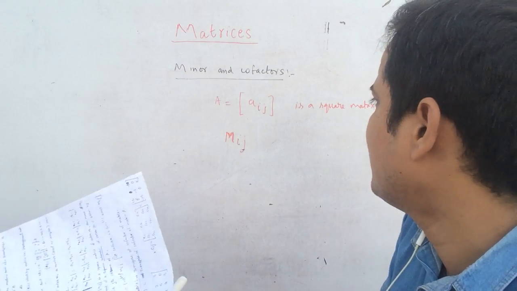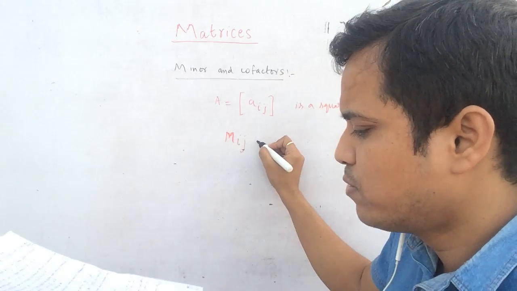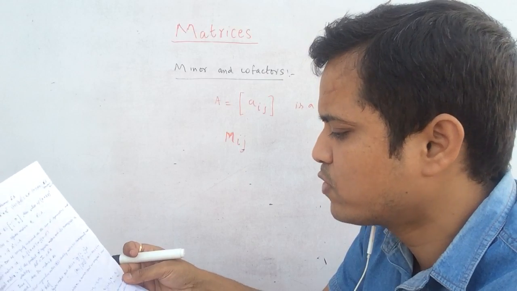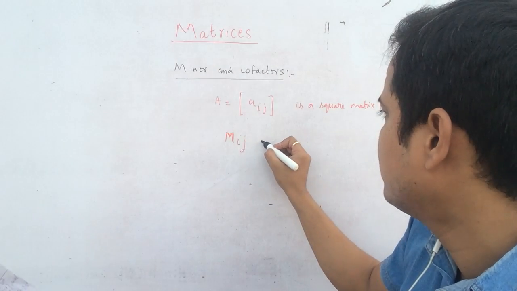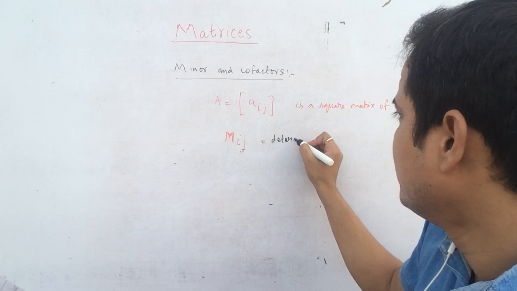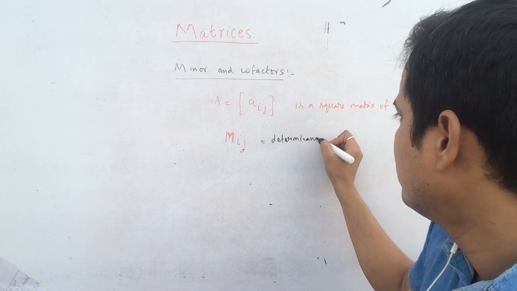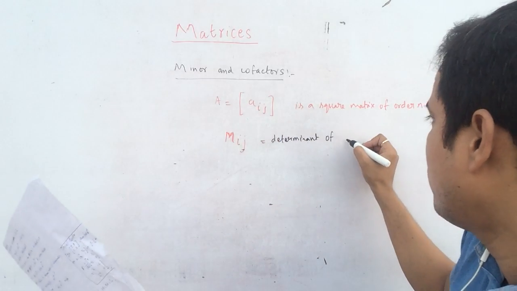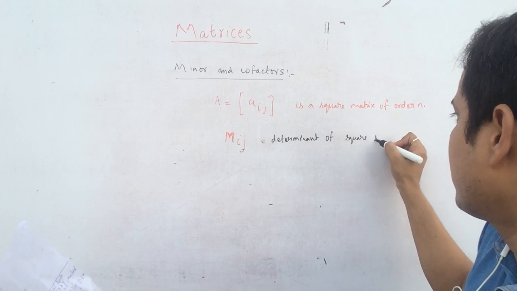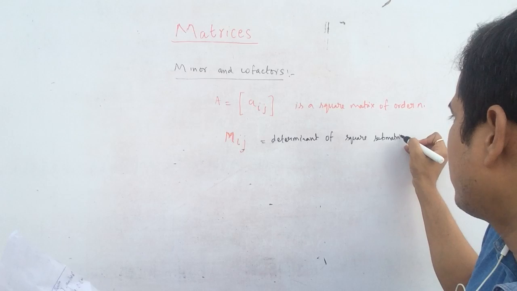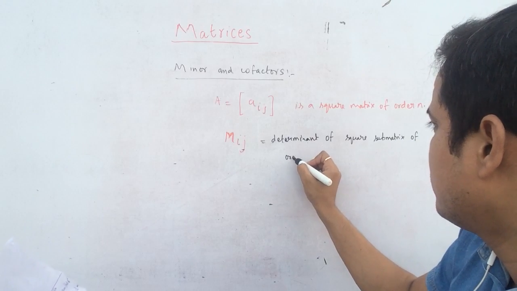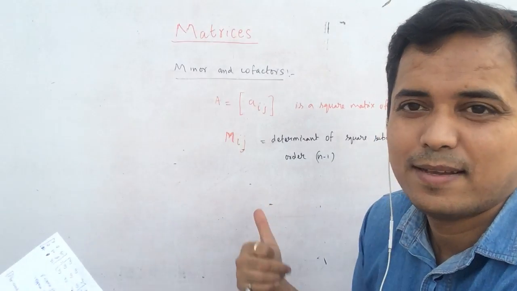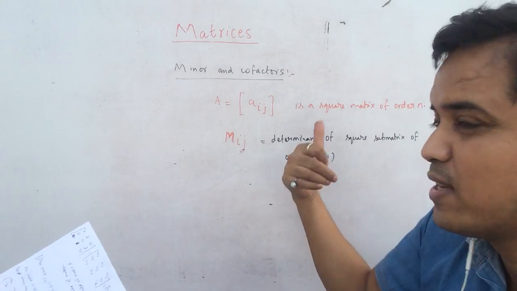So we are talking about Mij. What is this? This is the minor: the determinant of a square submatrix of order n minus 1. Now you have to understand this concept with an example.